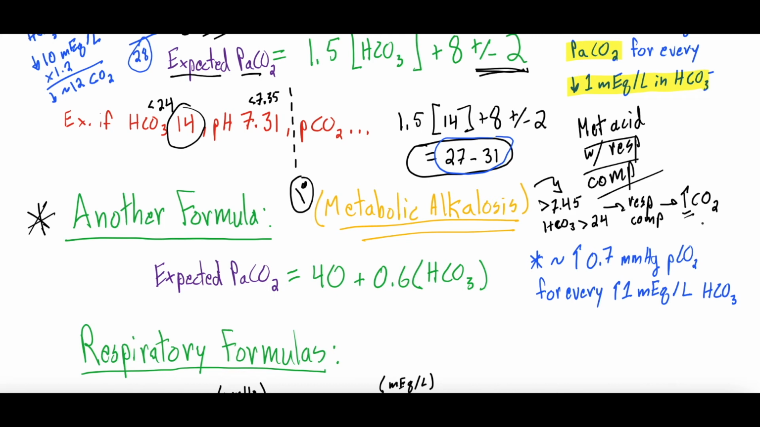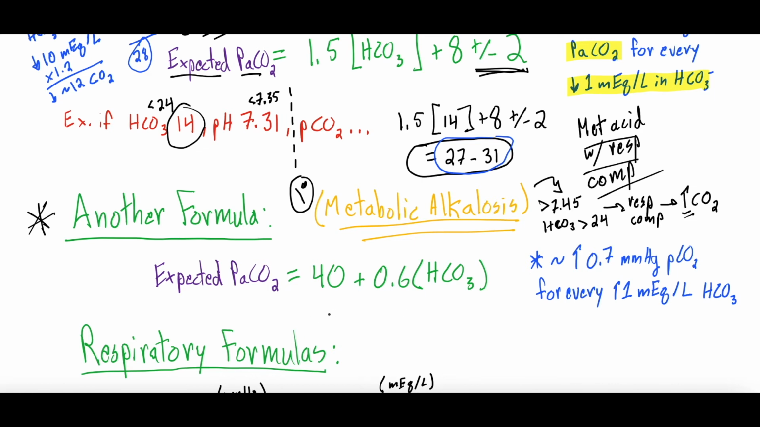But how do we know that the lungs are doing a good enough job? And that is what this equation shows. So this is the expected PCO2, right? The carbon dioxide level that would be expected if the lungs were doing their job to compensate for the metabolic alkalosis. And the equation is going to be 40 plus 0.6 times the bicarb, all right?